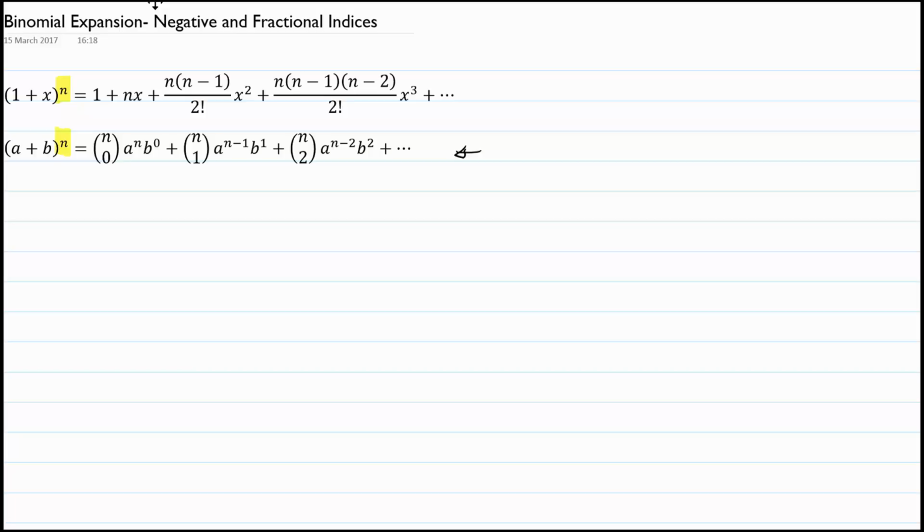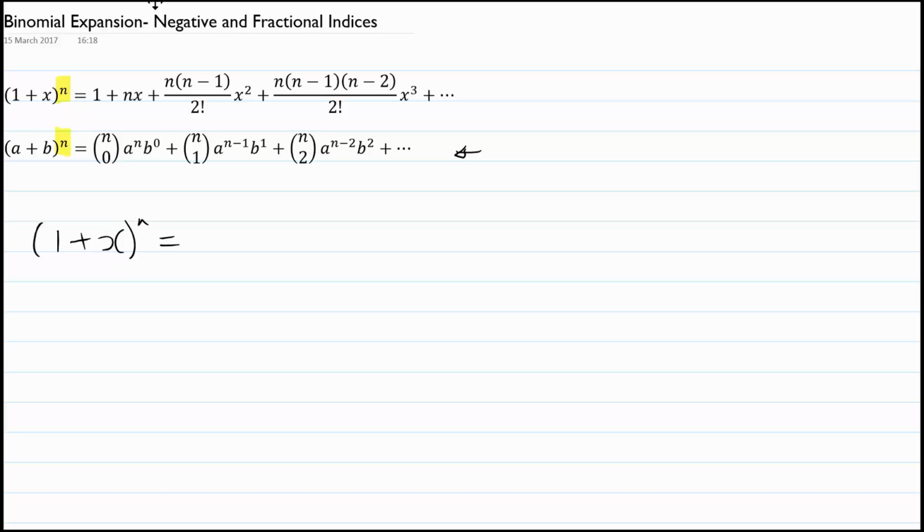This formula at the top will work, whereas the bottom won't, because we can't do factorials with negative numbers or fractional numbers. I'm going to show how we can turn this bottom one, our familiar formula for binomial expansion, into one where we can deal with negative and fractional indices. So the first thing I'm going to do is replace the a and the b with 1 and x in our normal expansion. I'm now going to make a equal to 1, and replace the b with an x.